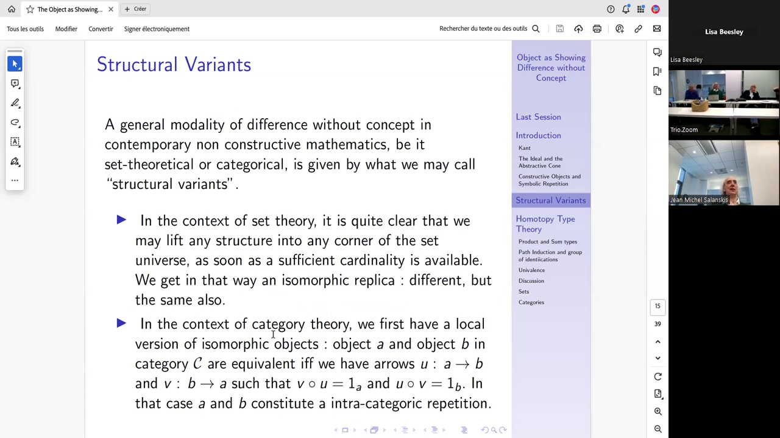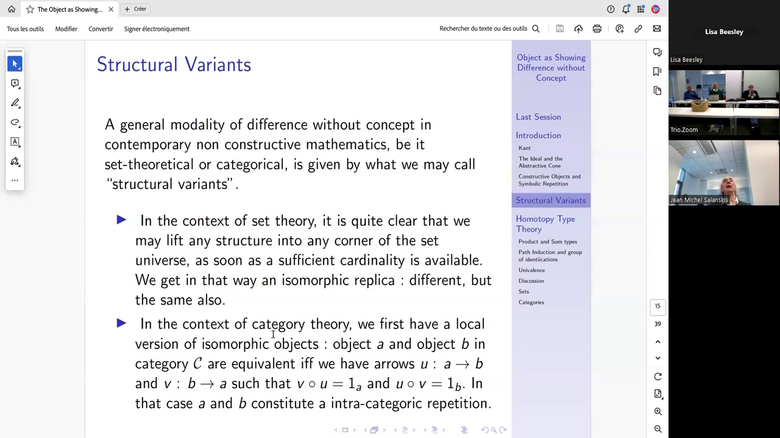Yeah, I say in the case of symbolic repetition, you have differences without concepts, which are the differences of the cases of the ideal, dominating ideal entity. And these differences are given by the ideal code. And I think it applies in general to constructive objectivity. In the case of constructive objectivity, we have difference without concept, given by the ideal code. And here I'm considering other part of mathematics. We are not dealing with constructive objectivity, but we are going to have, again, structural variance, as I call them.